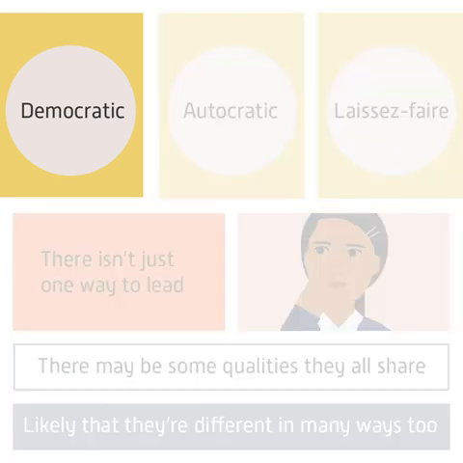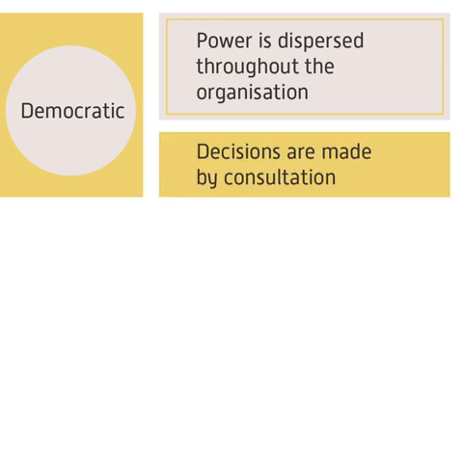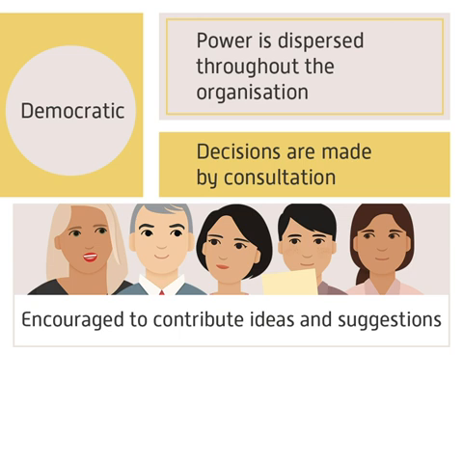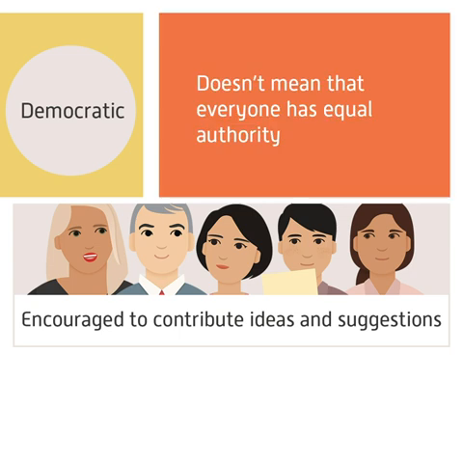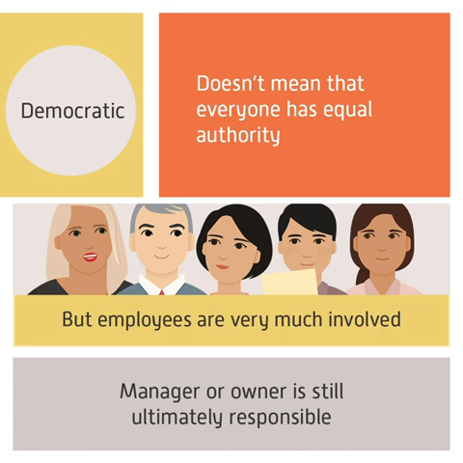A democratic leadership style means that power is dispersed throughout the organization and decisions are made by consultation. All staff members are involved in making decisions and are encouraged to contribute ideas and suggestions. It doesn't mean that everyone has equal authority. The manager or owner is still ultimately responsible for making the final decision, but employees are very much involved. This is very beneficial for employee motivation and morale.